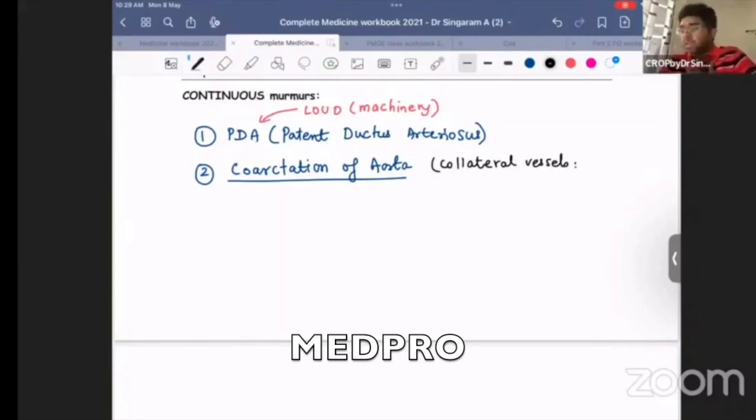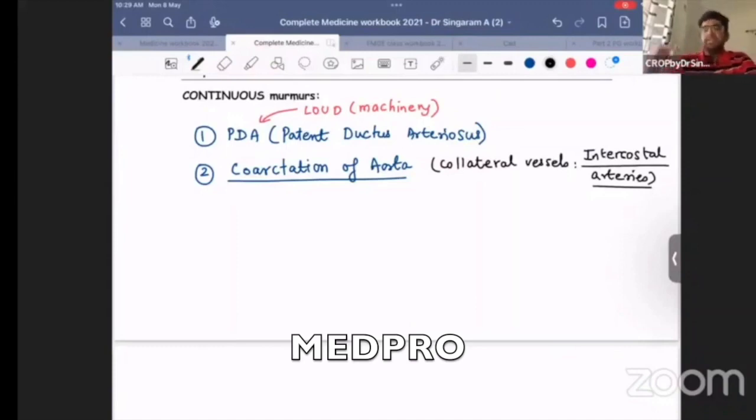Can anybody name the collateral which is formed in a case of coarctation of aorta? Which artery is that? It is nothing but the enlarged intercostal artery. The intercostal arteries are enlarged and form a collateral circulation, and when blood passes through them, you get a continuous murmur. So one is PDA, next is coarctation of aorta.